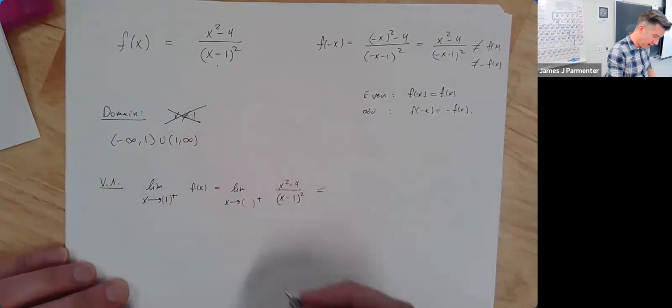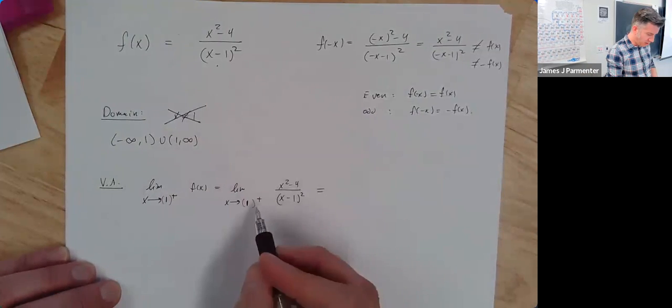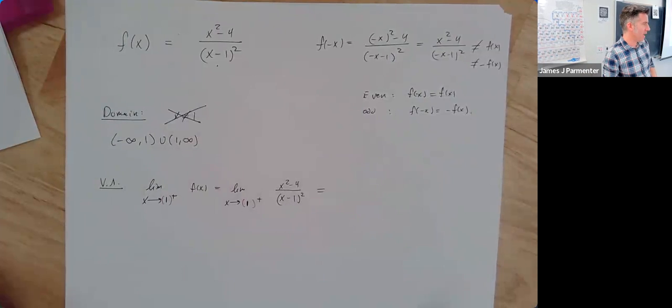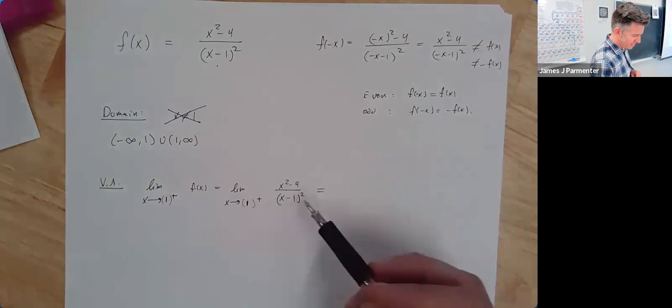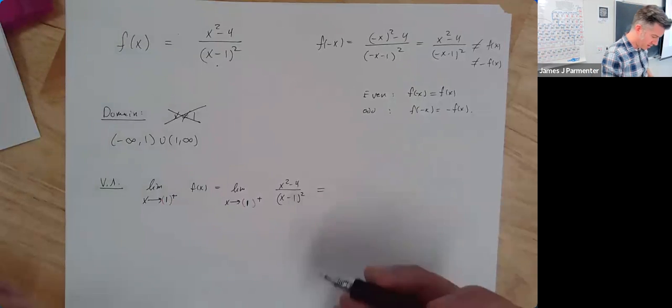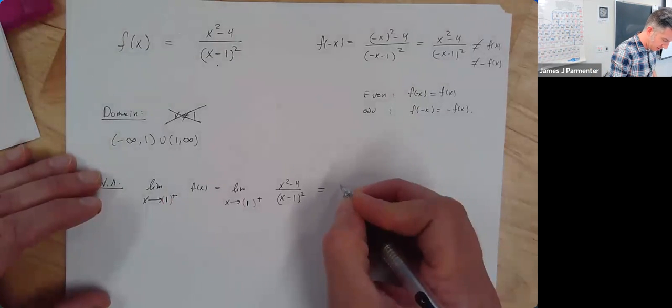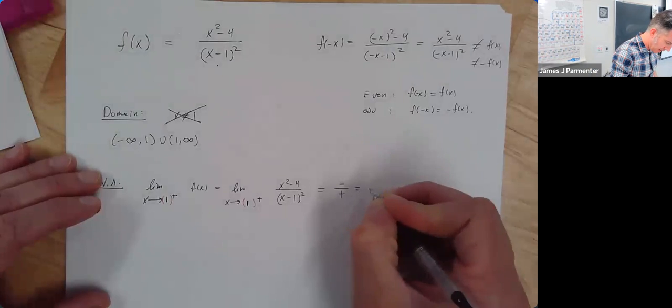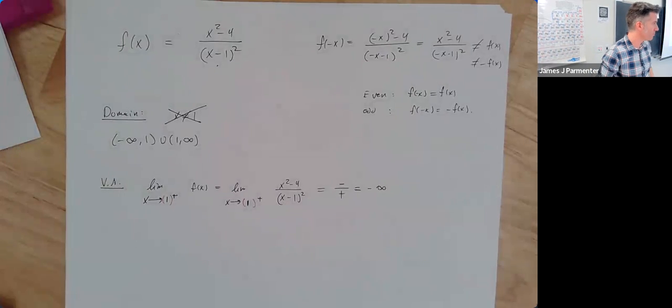And if I actually plug in 1, what do I get on top? -3. And on the bottom I get 0. And is my 0 on the bottom a very small, slightly positive number or a very small, slightly negative number? It has to be positive because the whole thing's squared. So it's going to be a negative over a positive, which means it's going to be negative infinity. Yes.